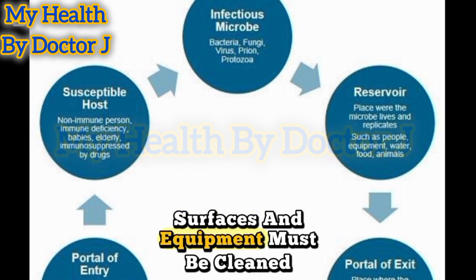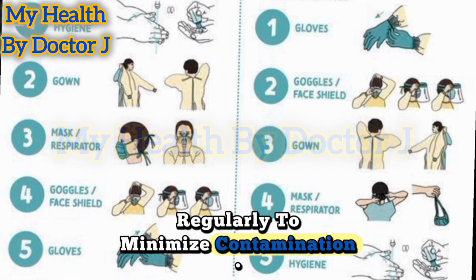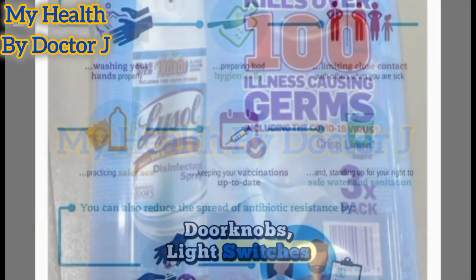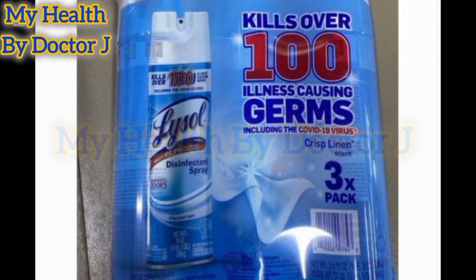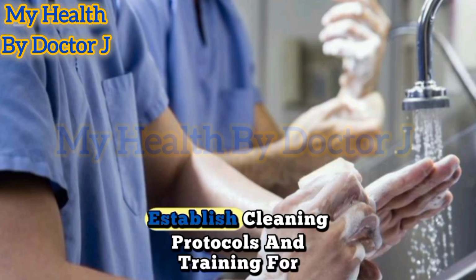Surfaces and equipment must be cleaned and disinfected regularly to minimize contamination. High-touch surfaces: bed rails, doorknobs, light switches. Use effective disinfectants, for example, chlorine-based for some pathogens. Establish cleaning protocols and training for staff.